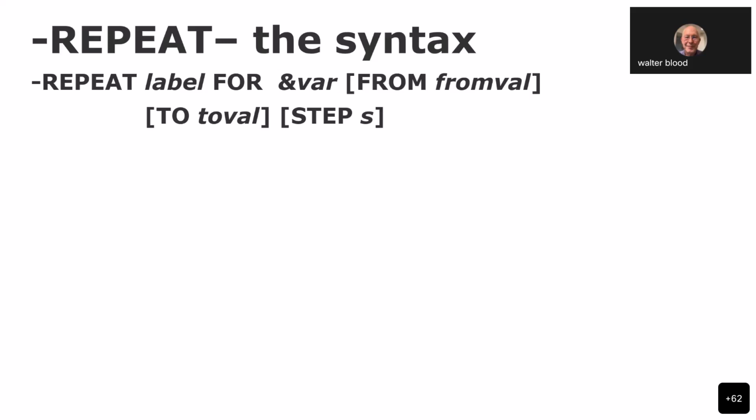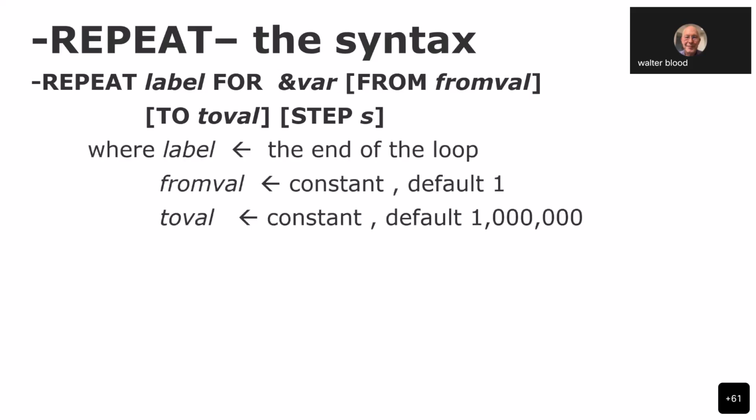I can step 1, which means I'm going to take every one. I can step 2, means I'm going to take every other one. So I have a way of setting us up to do some very complicated reading. My from val is a constant. My default is 1, and I can set it to any number I want.